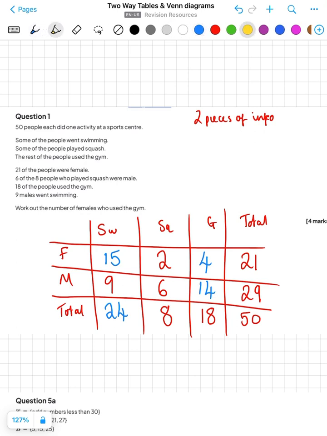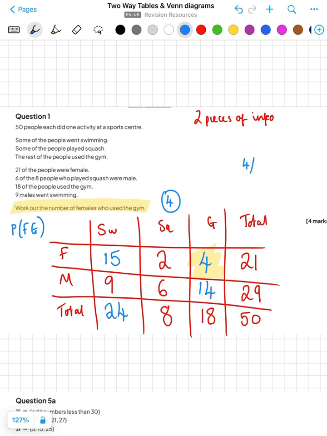Our question says, work out the number of females who use the gym. So now we refer to our table, that's 4. If we were asked, we're picking one person at random, work out the probability of those that were female that went to the gym, that would be 4 out of 50.